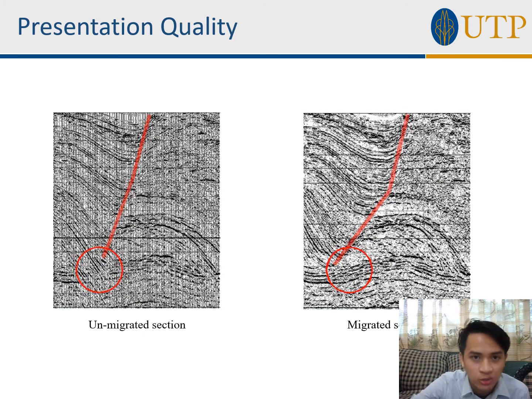For the presentation of quality, the figure on the left is the unmigrated section, meanwhile the right figure is the migrated section. As you can observe, in the unmigrated section, the dipping events are not properly positioned. Also, the diffraction events are not collapsed and there are overlapping events. Meanwhile, dipping events in the migrated section are properly positioned and there is a collapsing of diffraction events. You can also observe that there is no event crossing in the migrated section.